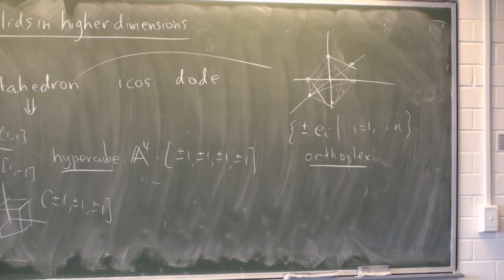The tetrahedron was called a simplex. Simplex, hypercube, orthoplex. It's the family that generalizes these three simplest of the Platonic solids. And in the orthoplex, you don't join e_i to its minus.